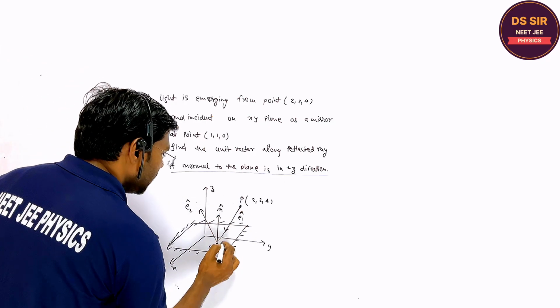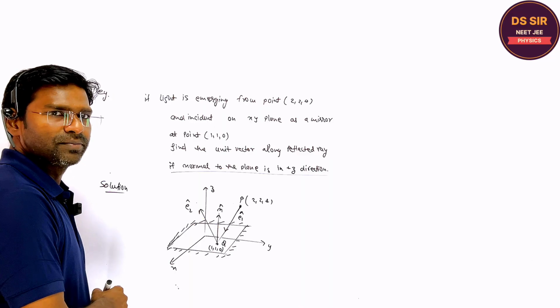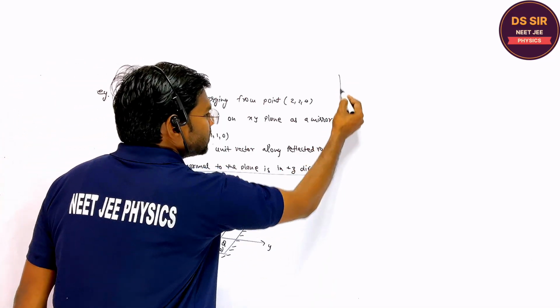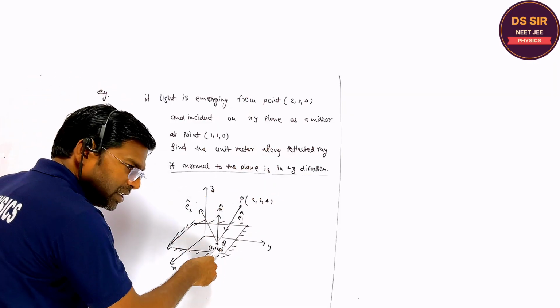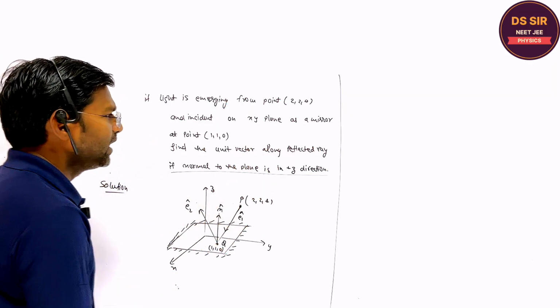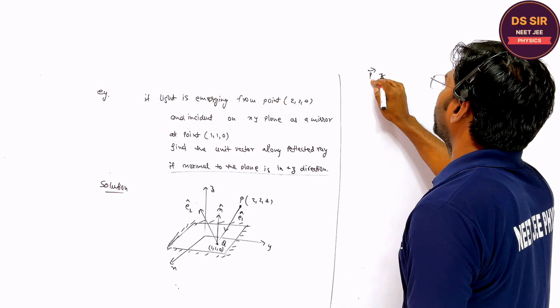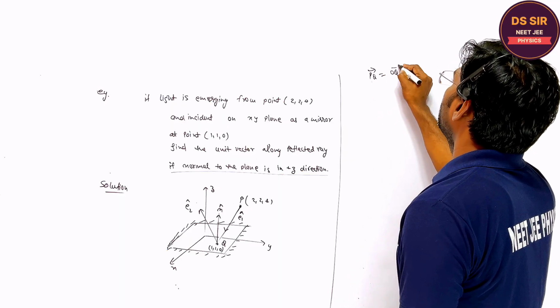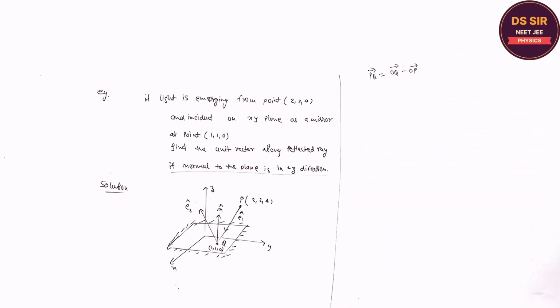So if this is the P and this point is Q, suppose. So how to find the E1 vector? The E1 vector is nothing but the unit vector along the incident ray. So first write the PQ vector. What is the PQ vector? PQ vector is nothing but OQ minus OP. I think you must understand this from vector mathematics, right? Like this, AB vector is nothing but OB minus OA, right?